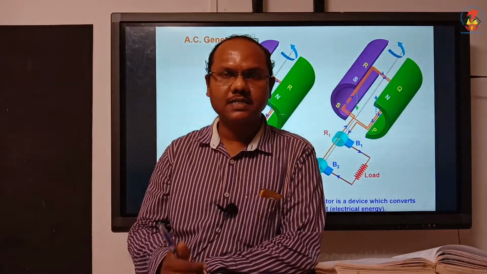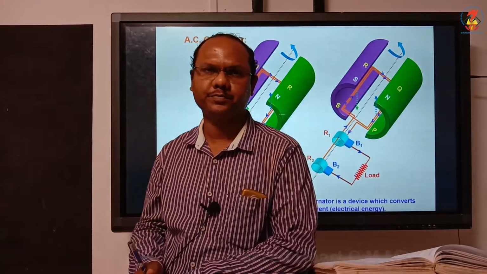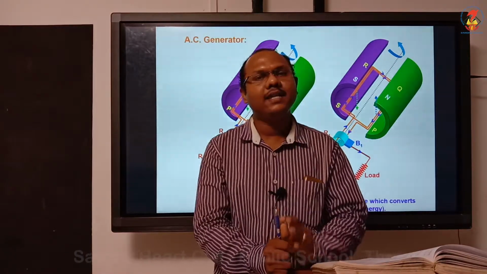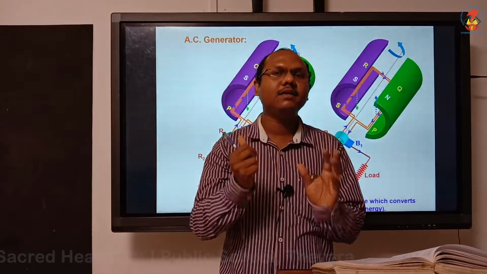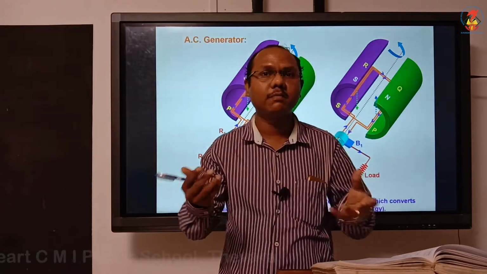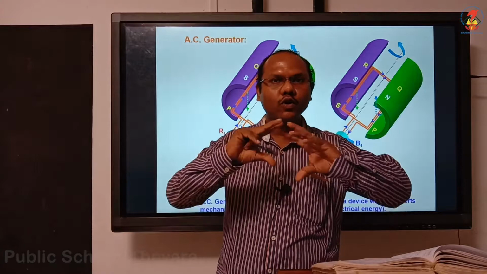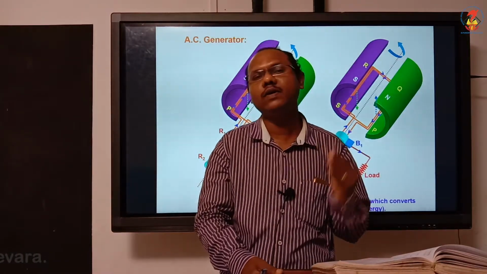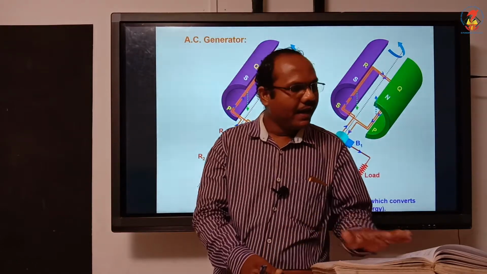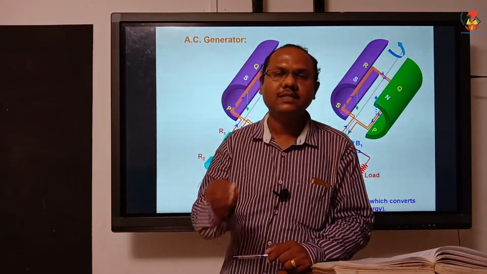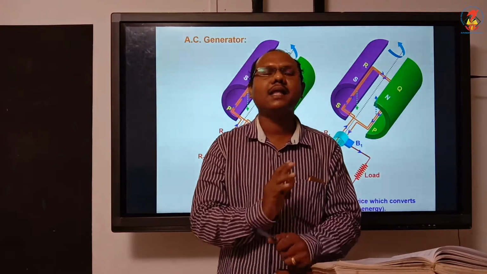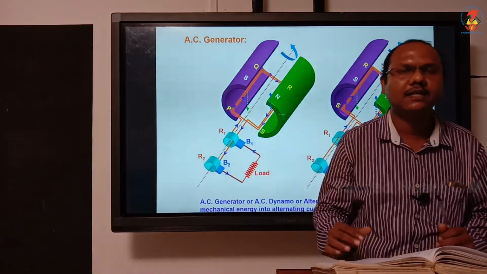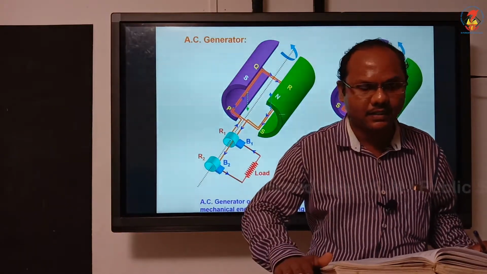Today we are going to discuss the AC generator. In the last video I told you that to produce the induced current, the best way is to rotate the coil in a magnetic field, and that is what we are doing in the AC generator. An AC generator is a device which is used to convert mechanical energy into electrical energy.